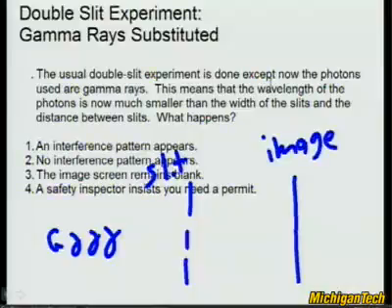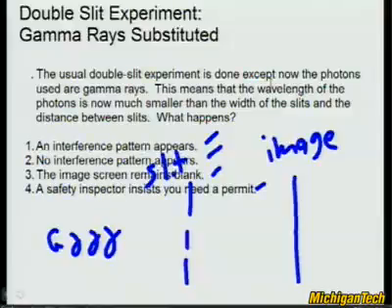So you can say the gamma rays, when they hit the image screen, they still create a spot. So what happens when you replace normal photons that we would be able to see in the usual visible range with gamma rays? Do you still get an interference pattern? Do you get no interference pattern? Does the image screen remain blank? Or does a safety inspector insist that you need a permit? Which of those would happen? Please consider that. Change to gamma rays.